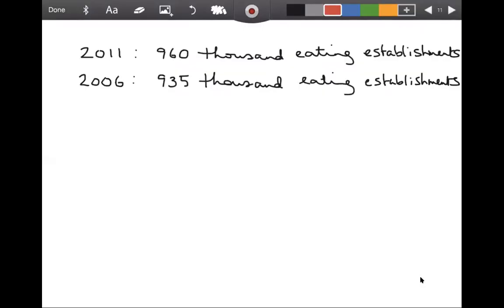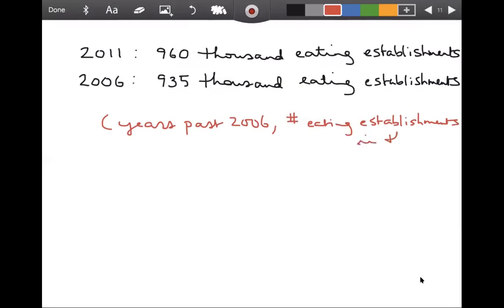Now remember, they wanted us to use ordered pairs of the form years past 2006, comma, number of eating establishments. Sometimes I think about why didn't they just say restaurants? Well, there's other kinds of eating establishments, right? Taco trucks and that kind of thing. In thousands. Writing the numbers in thousands will give us more manageable numbers.